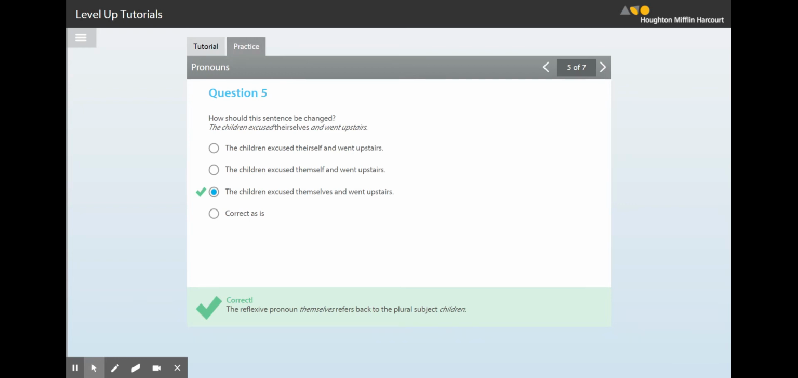Number 5, how should this sentence be changed? The children excused theirselves and went upstairs. I need to change theirselves to themselves because I'm referring back to the plural subject, children.